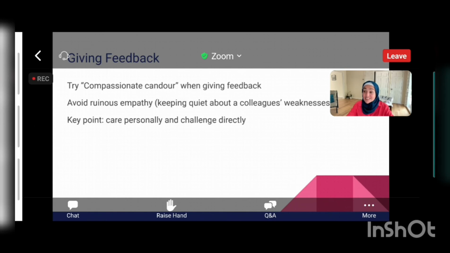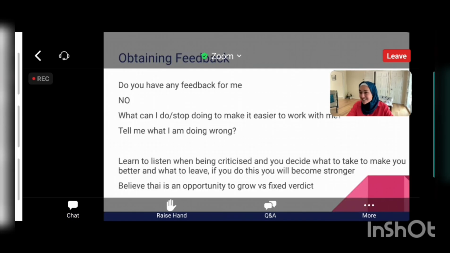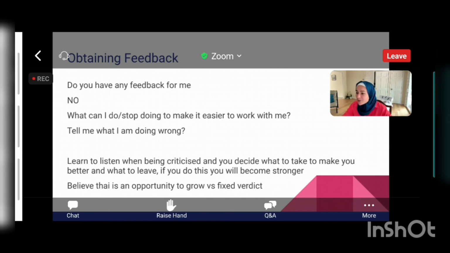So can we have the next slide, which is about how you can all make a point of getting some feedback for yourselves. If you say to your colleague or your senior or your patient, do you have any feedback for me? They're going to say no, right? Nobody's got time to sit there and give you feedback. So if you say, do you have any feedback for me? No, you're doing fine. What you need to say is, what can I do, or what can I stop doing to make it easier to work with me? Or another way of putting it is, tell me what I'm doing wrong. And then the person that you're asking will think and give you, hopefully, something that will help you to improve.